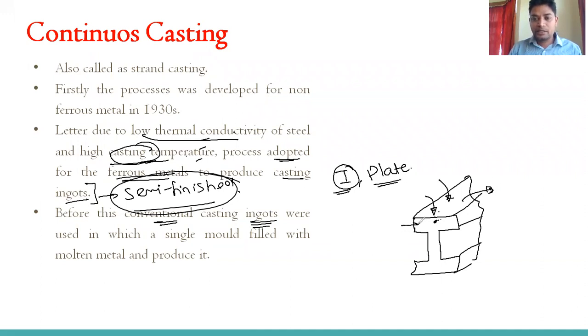But as it is conventional, it required high manpower, and the time consumed was also very high. Because of using this continuous casting process, the production nowadays reaches up to 95%. Means most of the I sections, plates, H sections, bars or rods are generally produced through this continuous casting.